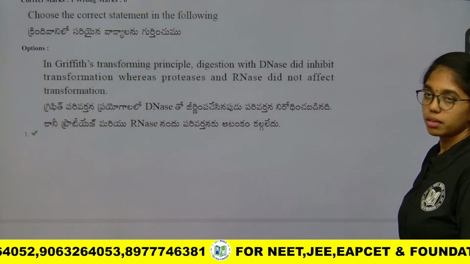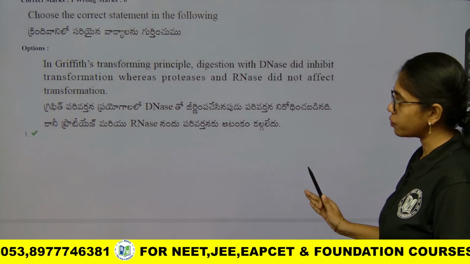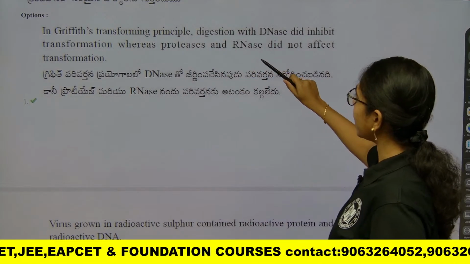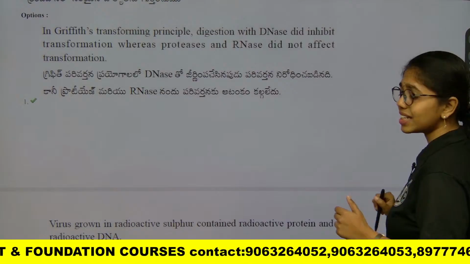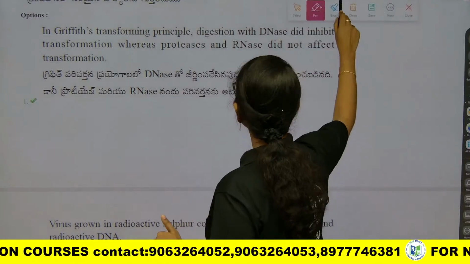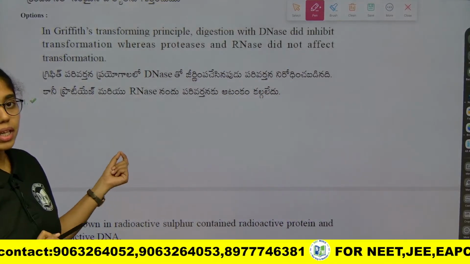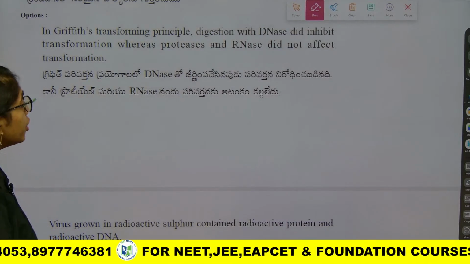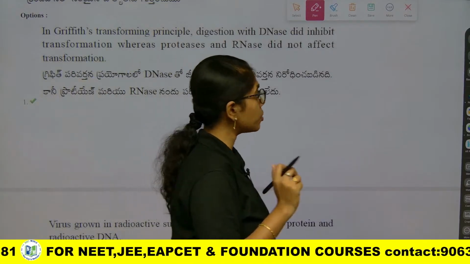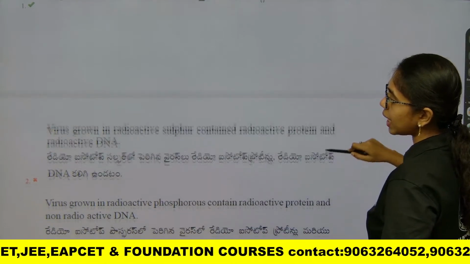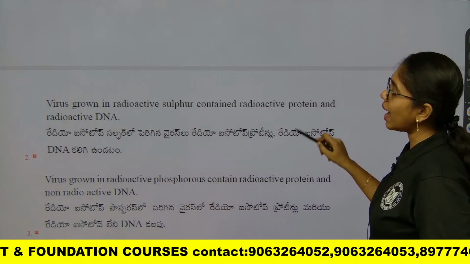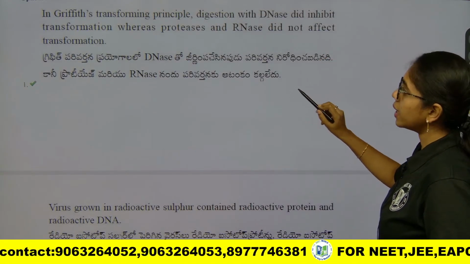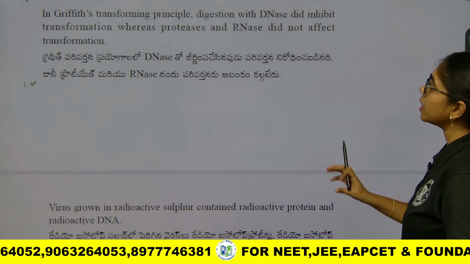Choose the correct statement in the following. In Griffith's transforming experiment, the digestion with DNAse did inhibit the transformation, whereas proteases and RNAse did not affect the transformation. First, let us quickly recall what is Griffith's experiment. Griffith gave the transforming principle. He said there is something that is transforming between the organisms. The transforming principle was given by Griffith from the experiment on Streptococcus pneumoniae, and who re-identified the transforming principle? That is Avery, MacLeod and McCarty. They said that digestion with DNAse did inhibit transformation, whereas proteases and RNAse did not affect the transformation.